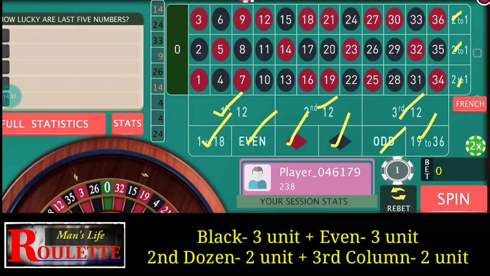So if you like this strategy, then please test this strategy by yourself before investing your money, and confirm for yourself that this strategy will work for you.